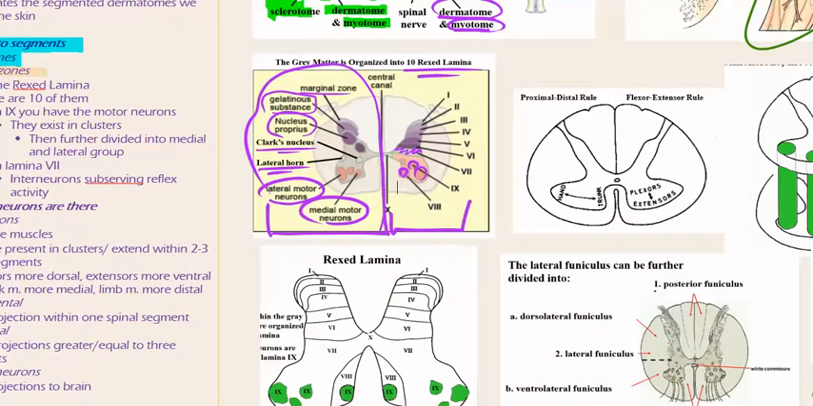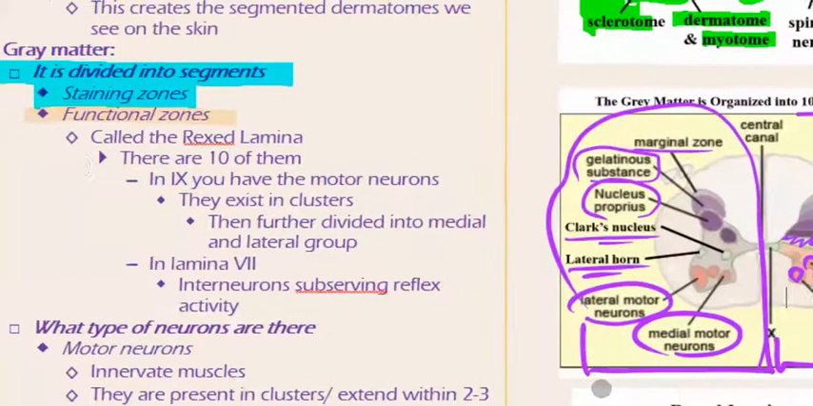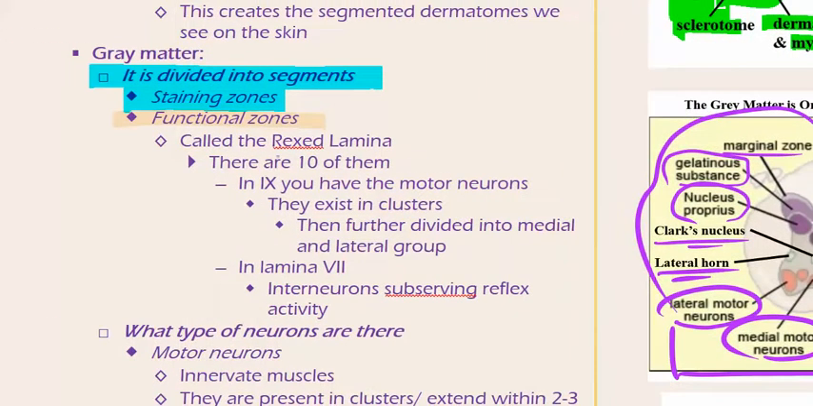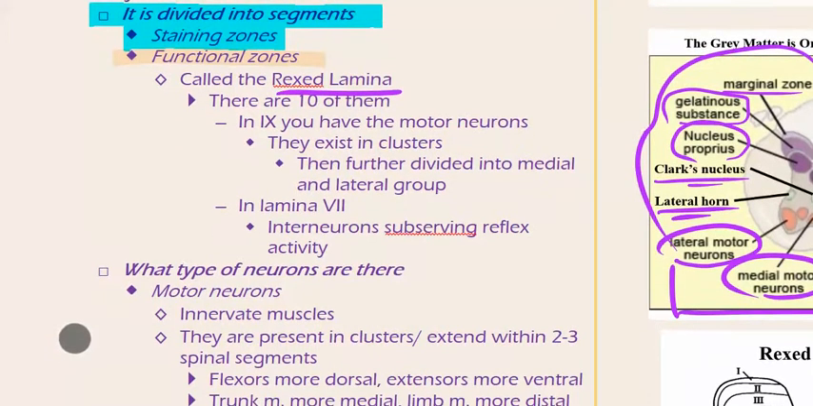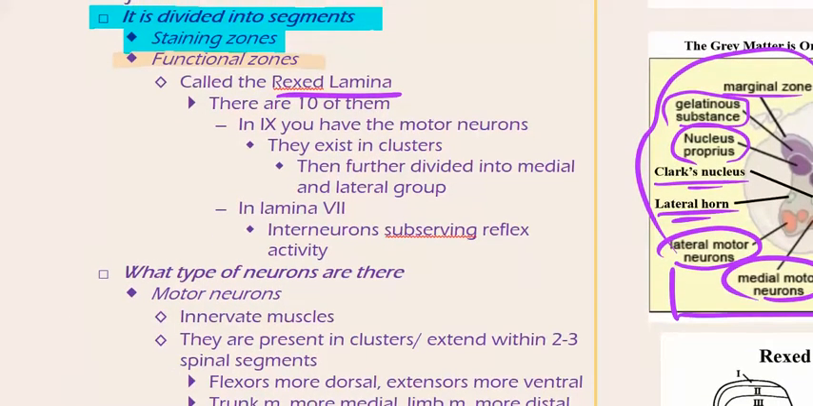So the gray matter, meaning the neurons, are going to be divided into either staining zones or functional zones, but the one we're going to be mainly considering is the functional zones. These functional zones are called the Rexed lamina, and there's 10 Rexed laminae. Rexed lamina 9 contains your motor neurons.